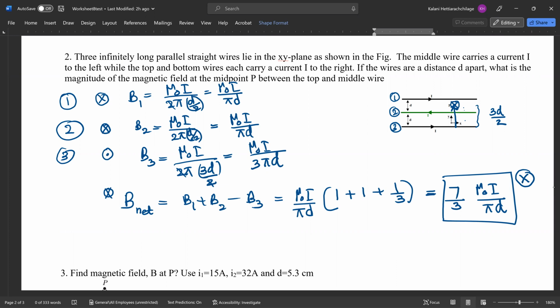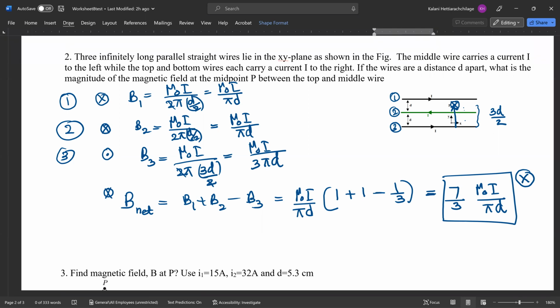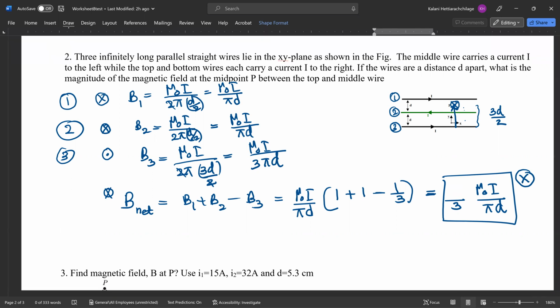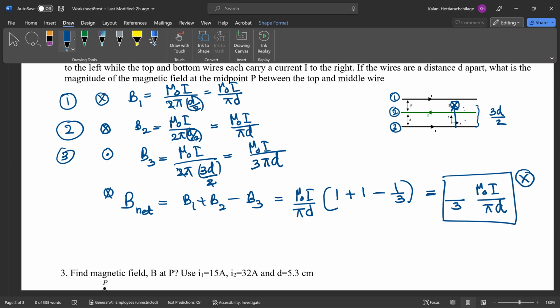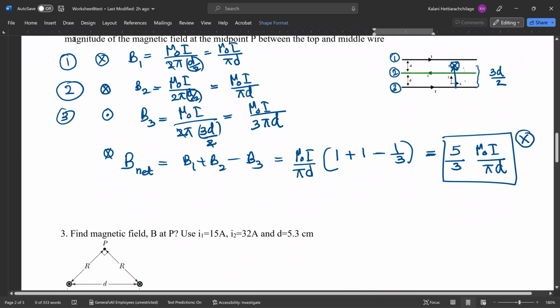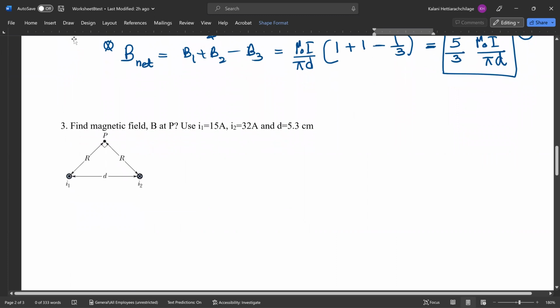Okay, so let me see. Oh no, I did the mistake in there. So this is negative, right? This part is negative, not plus. This is negative means this number will be 6 minus 1. That means 5. Okay, good. And let's move into the next question.